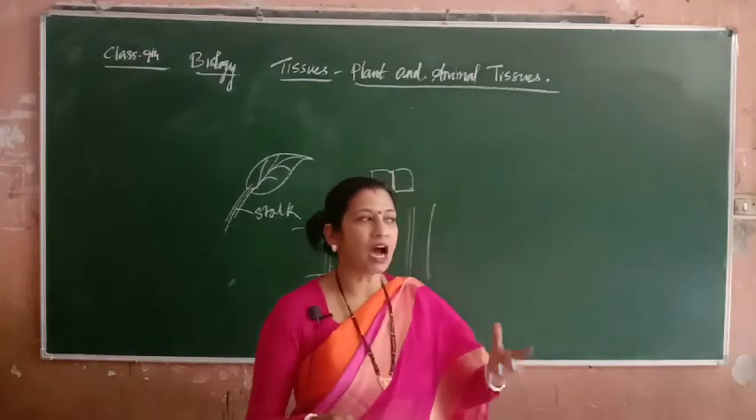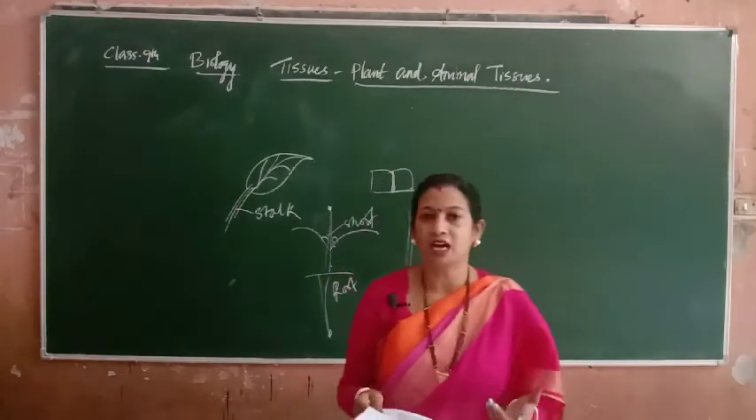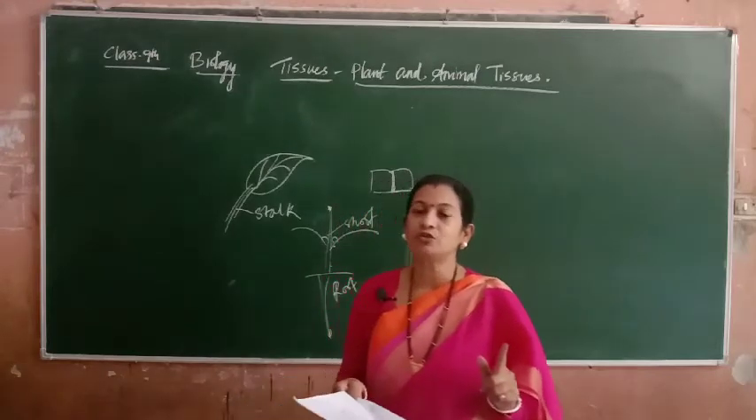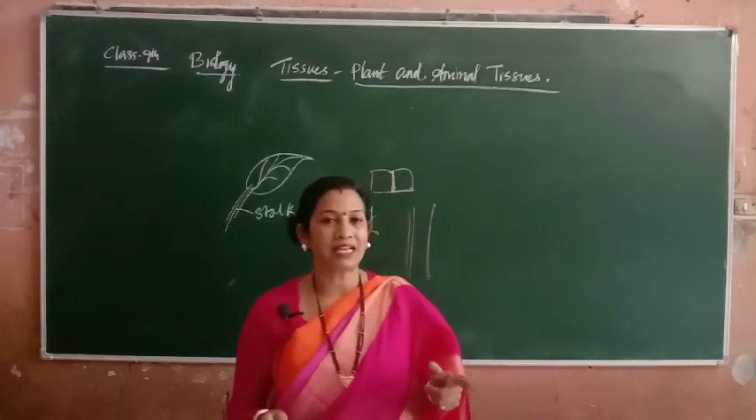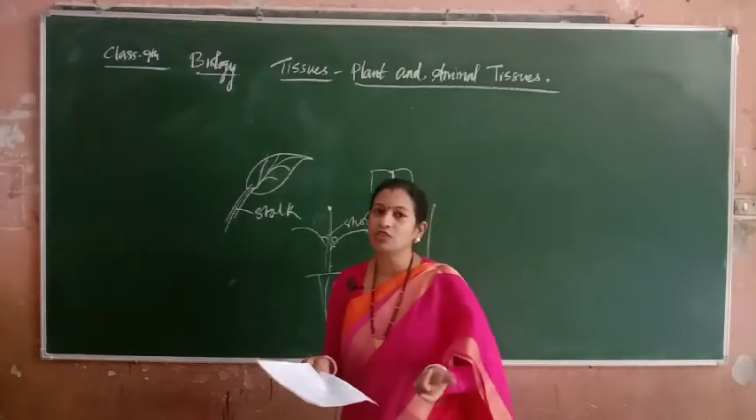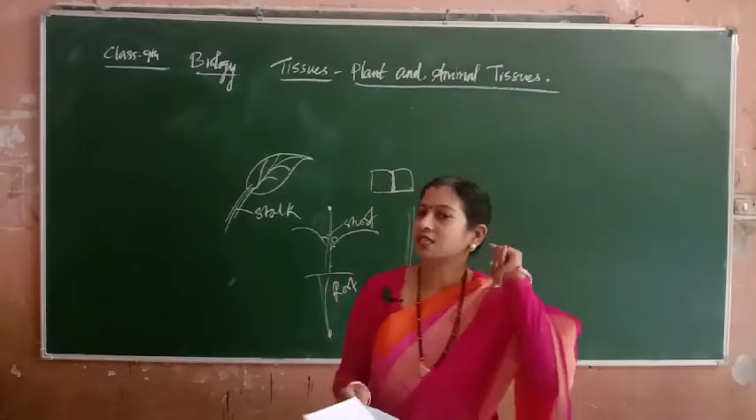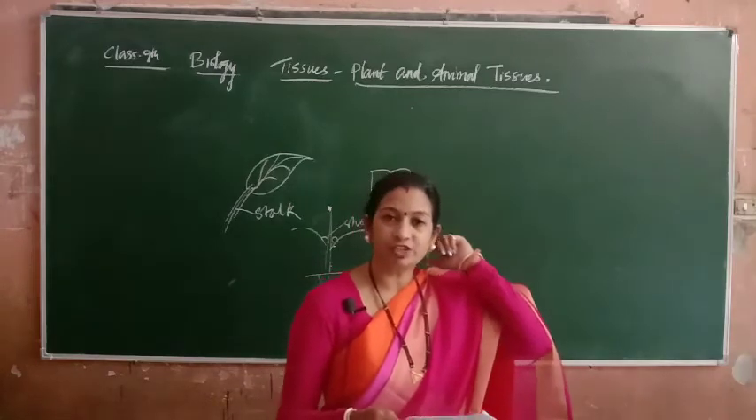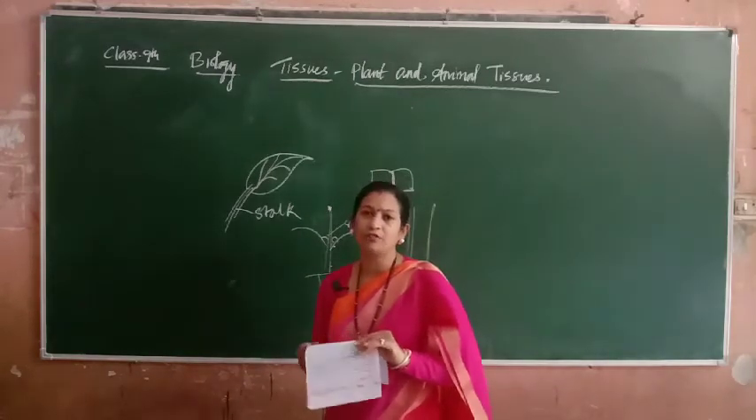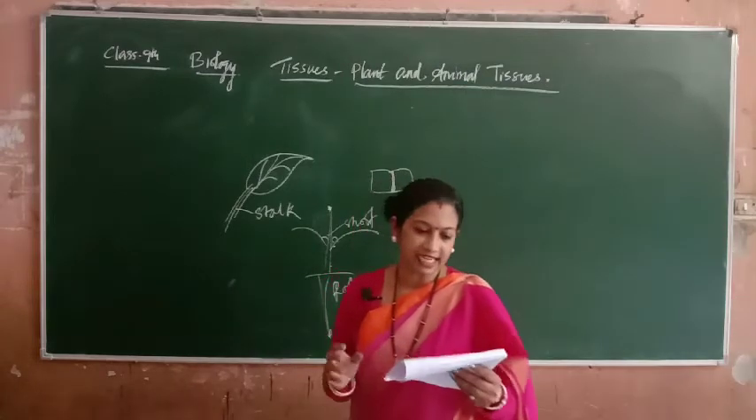Plant tissues are of two types. They are meristematic tissues and permanent tissues. Meristematic tissues are those tissues which have the capacity of dividing and redividing. Permanent tissues are those which have lost the capacity of division. Now, let us study the characteristics of meristematic tissues in detail.